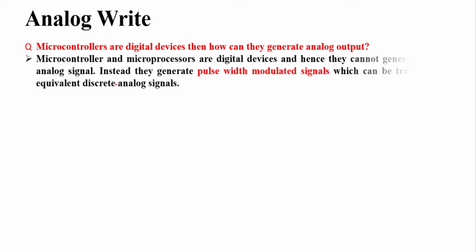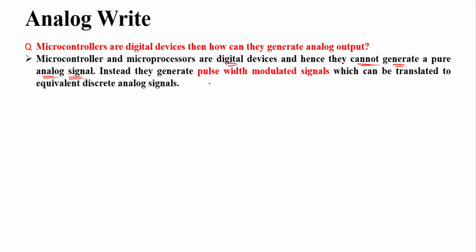For that, we have to understand that microcontrollers or microprocessors both are digital devices. Hence, they cannot generate pure analog signal. This is the first thing to understand, that microcontroller and microprocessors cannot generate a pure analog signal.